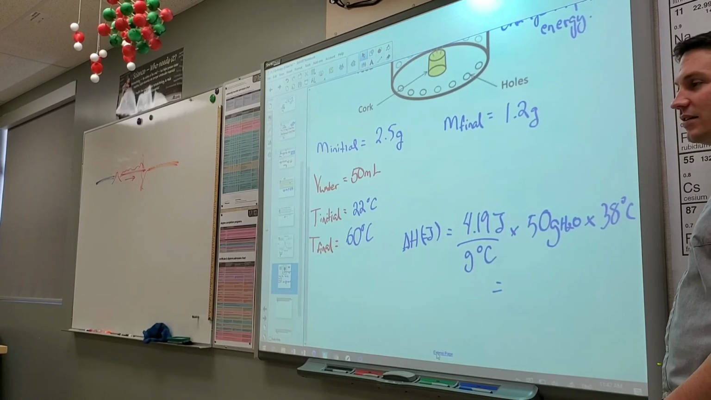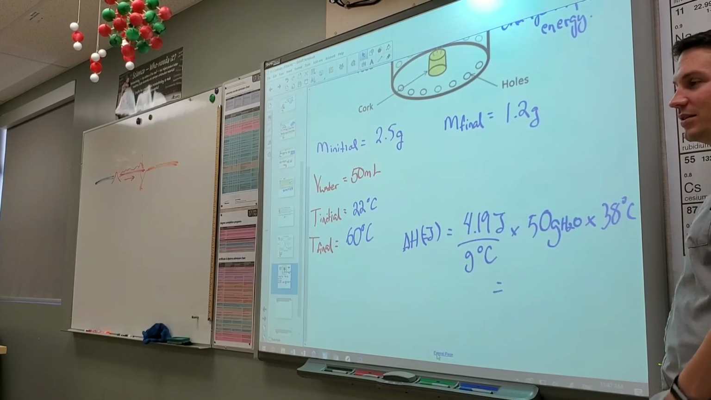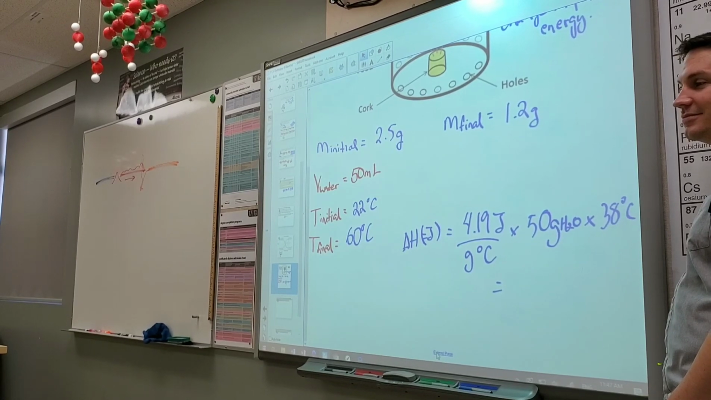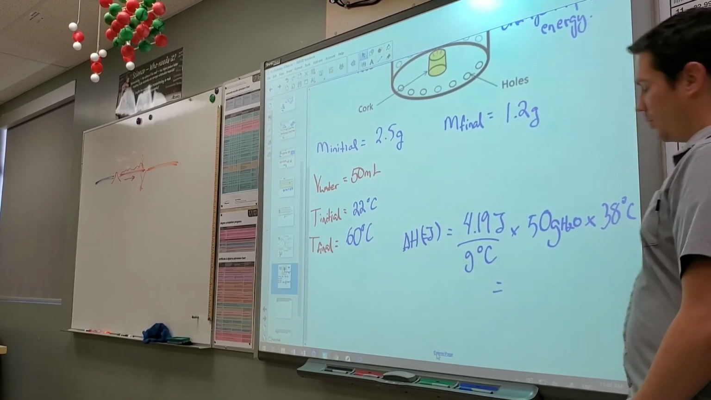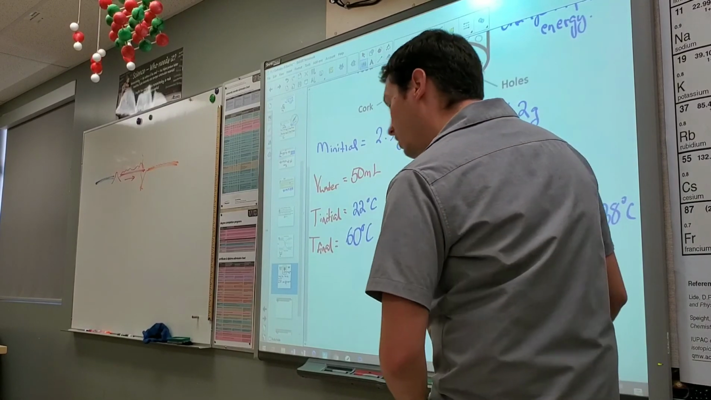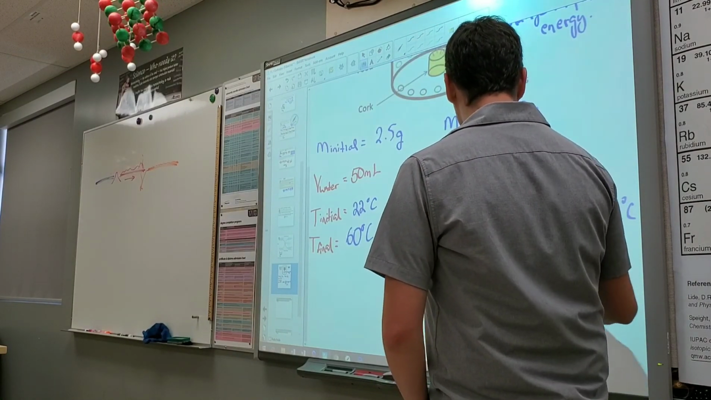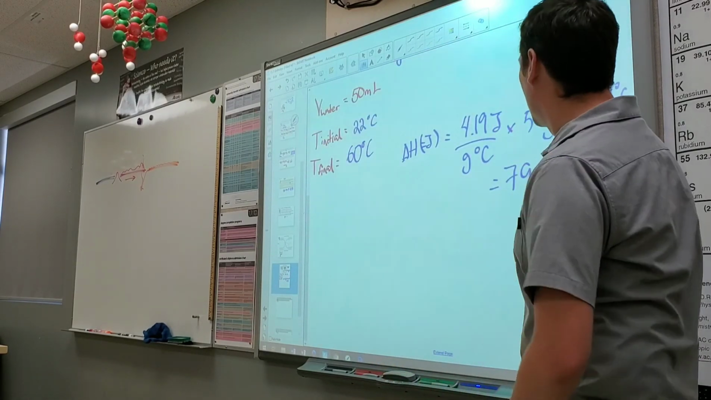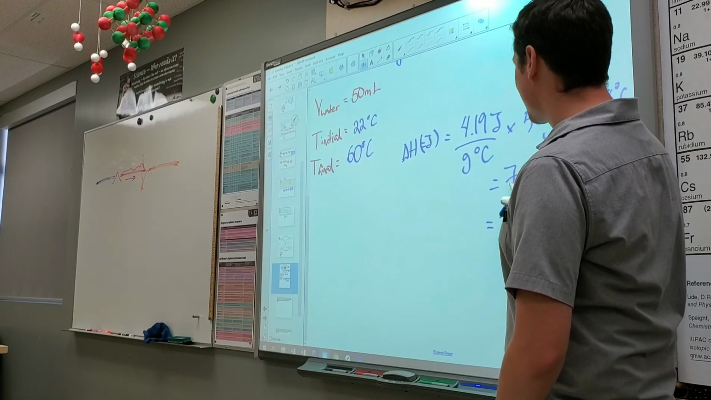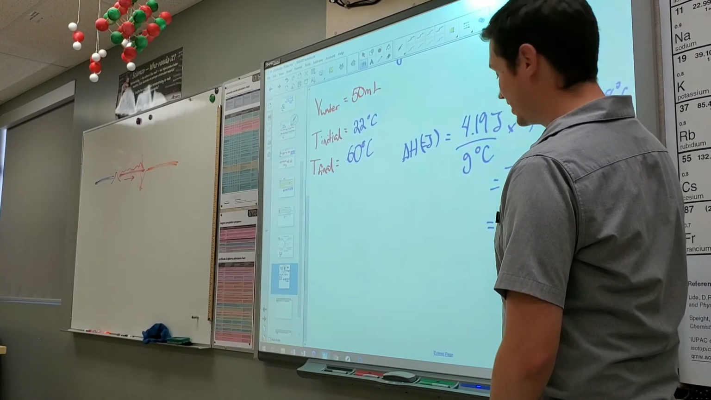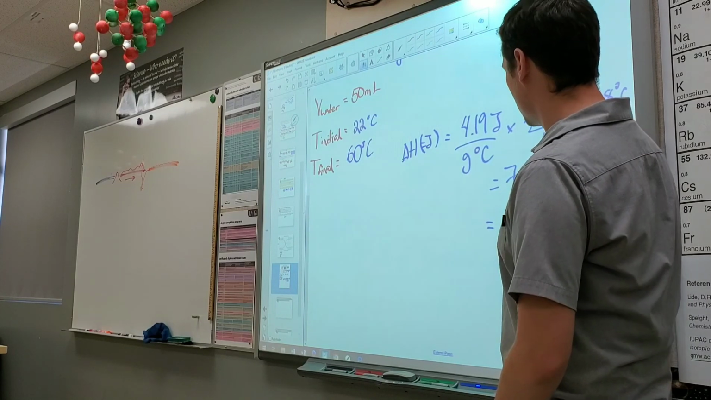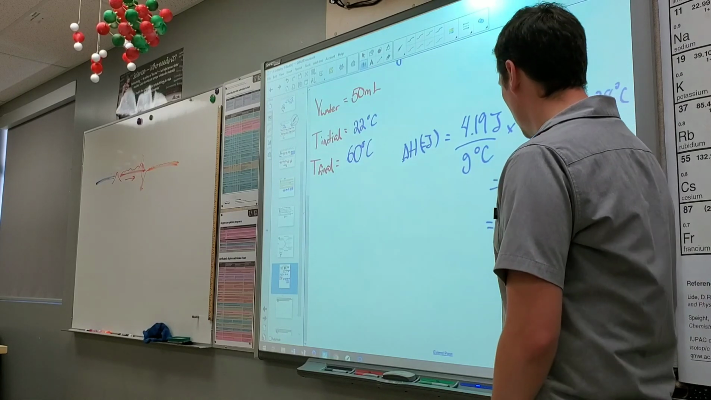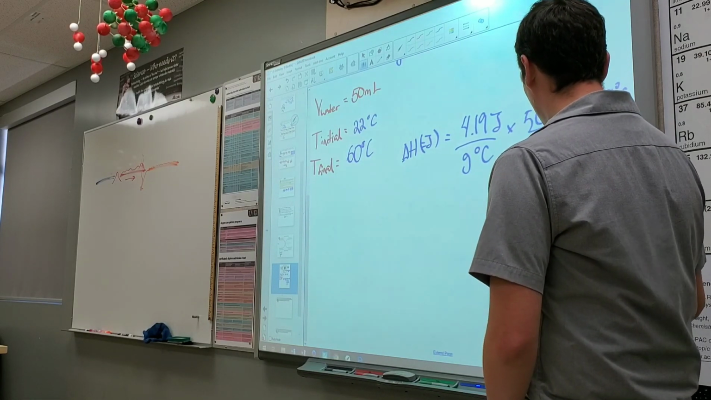Miko, you got a calculator? Can you put this into your calculator, please, since nobody else wants to? 7,961. 7,961 joules. Another way of saying this is 7.96, but we should probably use 2 digits. So 8.0 times 10 to the 3 joules, or 8.0 kilojoules.